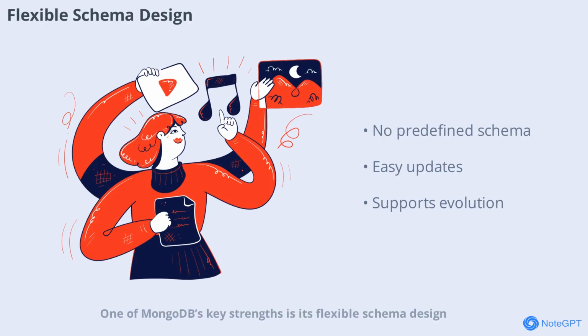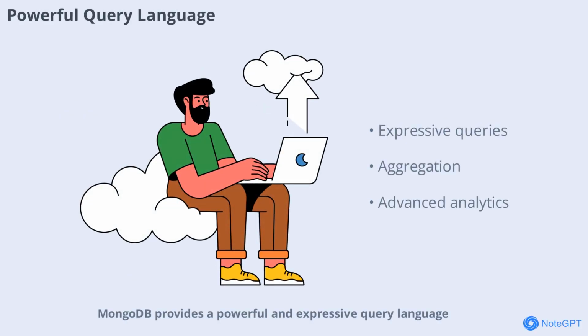One of MongoDB's key strengths is its flexible schema design. Unlike relational databases that require predefined schemas, MongoDB lets you store documents with varying structures in the same collection. This means you can easily add new fields or change data formats as your application evolves, without the need for complex migrations or downtime.